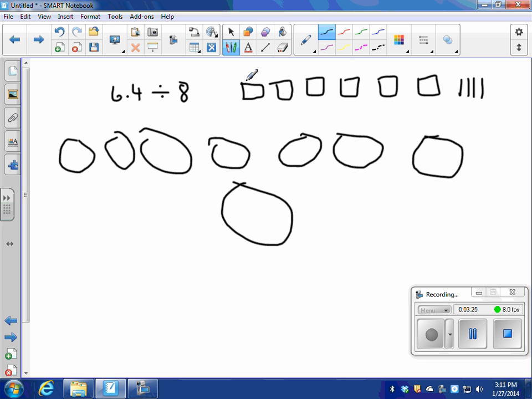So what I'm going to need to do is take my 6 wholes and I'm going to trade them in for tenths. So 6 wholes would be equal to 60 tenths. So I'm going to trade those in for tenths, and I'm going to see how far I can go. I know that 60 divided by 8 is going to give me a little bit more than 7. So I'm going to go ahead and put 7 in each group.